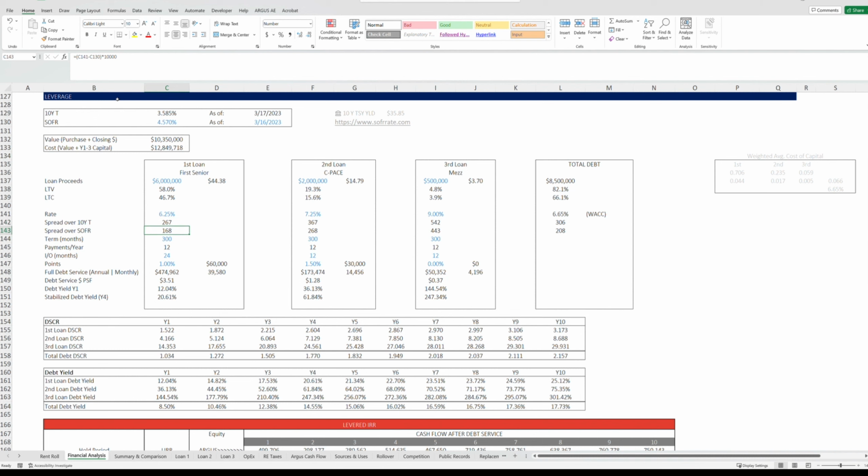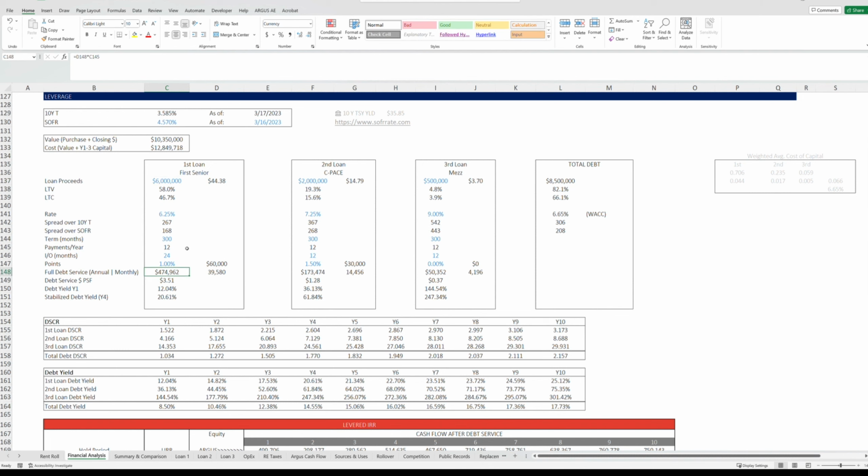Then I have the term. This is adjustable, but the typical term for commercial is 300 months of payments, 12 months of payments per year. Interest only. I think I can get 2 years of interest only. I'm going to pay 1 point. It automatically calculates this for me. $60,000. This is obviously 1% of $6 million.